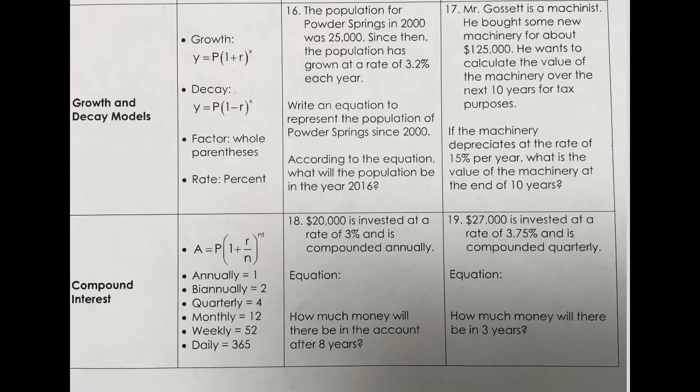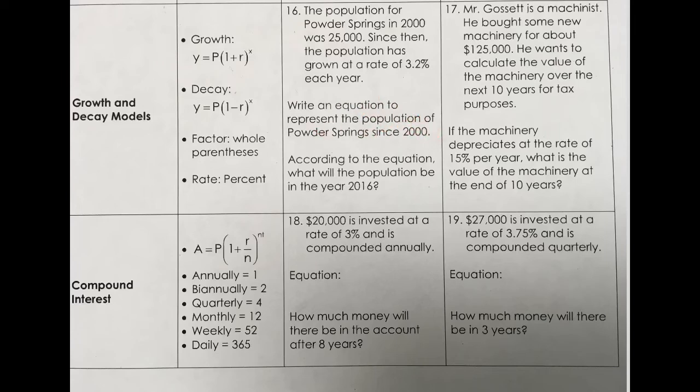And so now we read. It says the population for Powder Springs in the year 2000 was 25,000. Since then, the population has grown at a rate of 3.2% each year. So this is telling you, by saying grown, that this is going to be growth. And so here's our growth formula right there. It's telling us to write an equation to represent the population of Powder Springs since 2000.